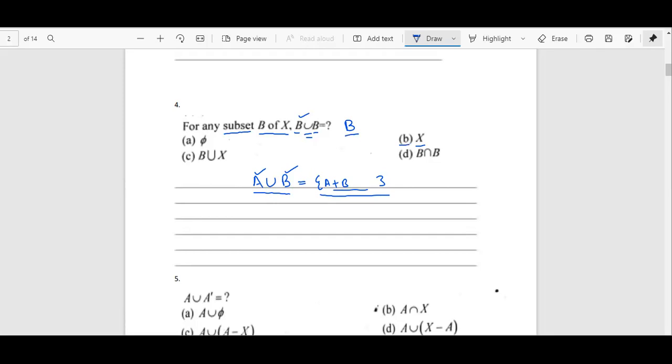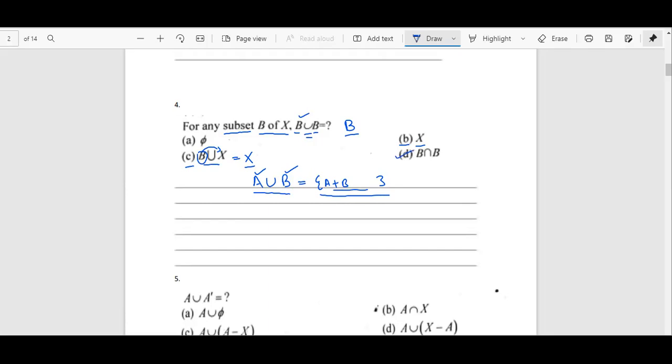If I talk about this B union X, B union X would basically be X, because X is the bigger set, B is the smaller set. X already has B in it. So as I said, when I talk about union, I write elements of B, I write elements of X, and the elements which are coming in common, I write them only once. So this B is basically in this X, right? So I will write down X only, that X is going to have B as well. Okay, so these three cannot be the options. So definitely we're left with D. So D is the answer. But why is D the answer?